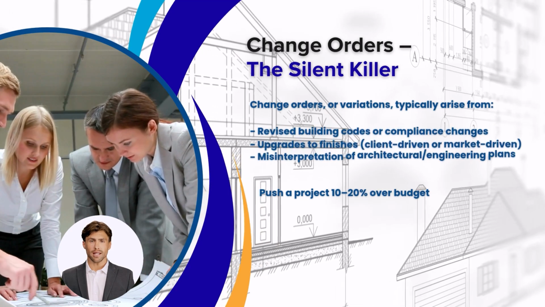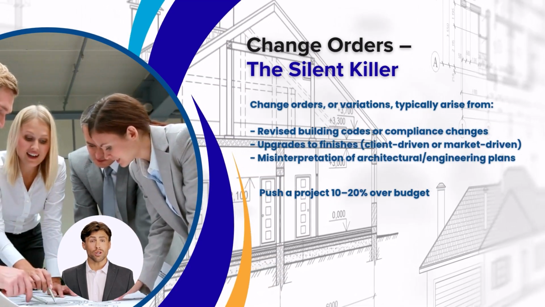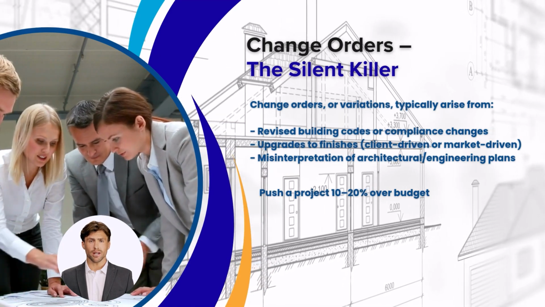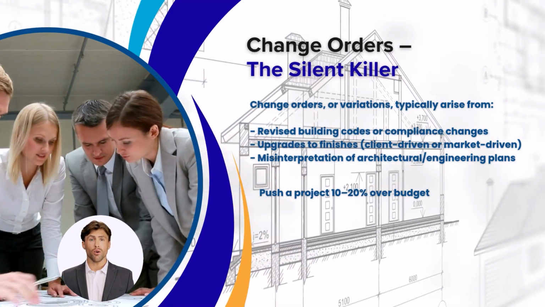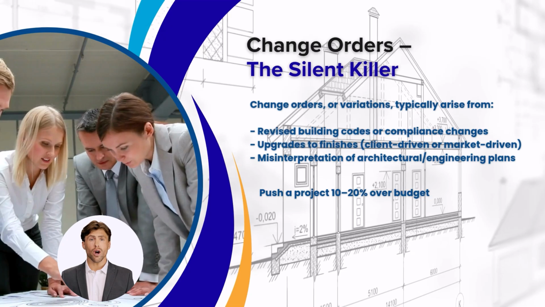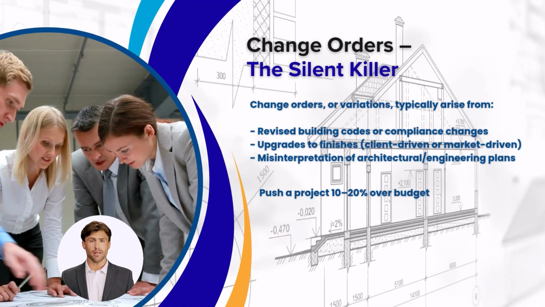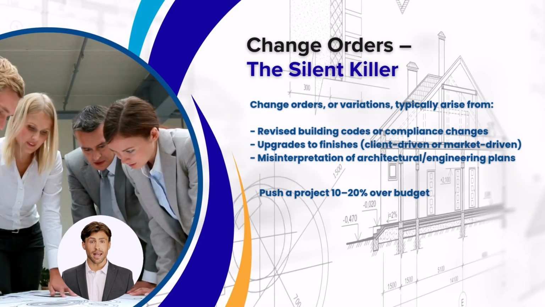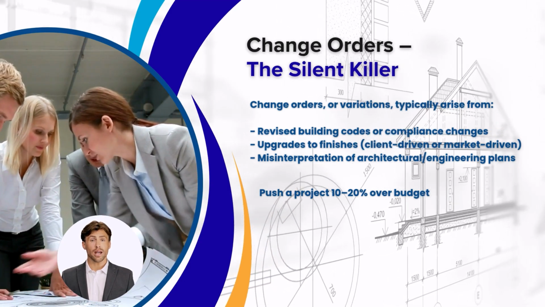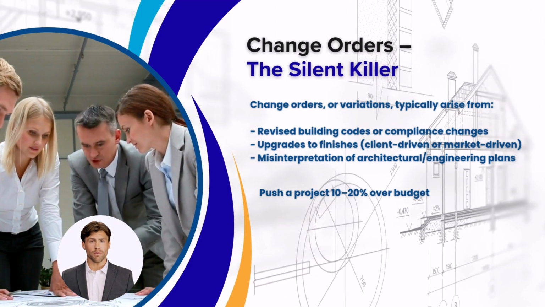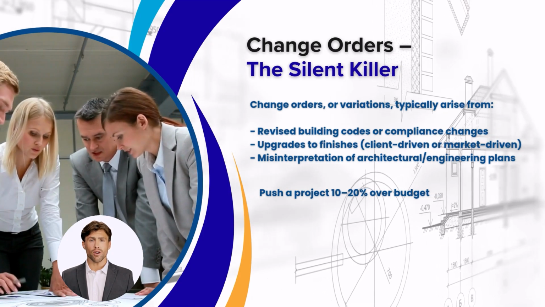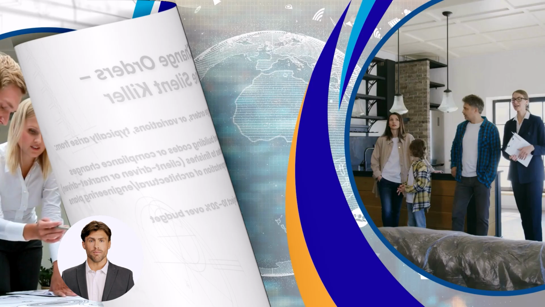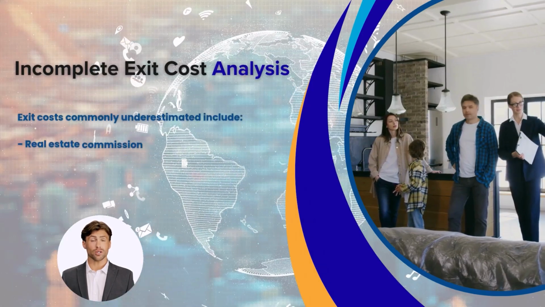Change orders, the silent killer. Change orders or variations typically arise from revised building codes or compliance changes, upgrades to finishes, client-driven or market-driven, misinterpretation of architectural engineering plans. These can easily push a project 10 to 20% over budget. In Australia, variation costs are also subject to GST and must be signed off with proper documentation, often causing timeline disputes.